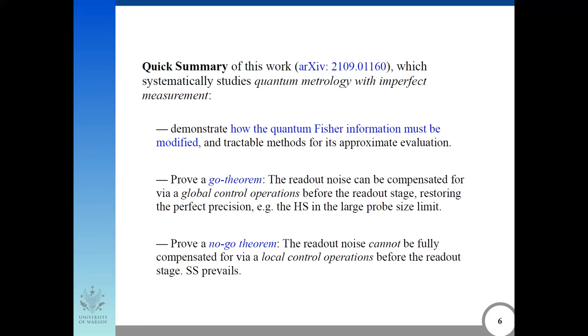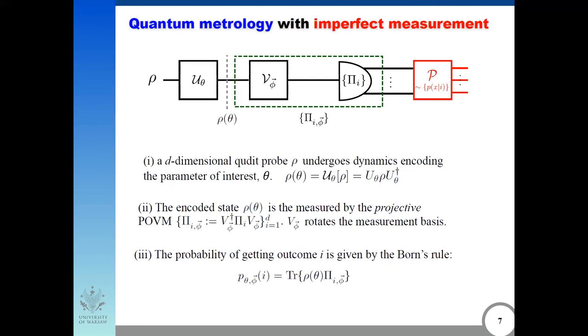Yeah. So let me set up the problem mathematically. In this business of metrology with imperfect measurement, the beginning part is the same as usual. We have a qubit probe living in a d-dimensional Hilbert space, rho, that we assume we can arbitrarily initialize. And then we feed it into the channel that encodes the parameter of interest. The state after the encoding is given by, for example, for a unitary encoding, just this unitary transformation. Our results need not be restricted to unitary, but let's just take it to be unitary for now. This encoded state now contains the theta dependence, and therefore we would like to retrieve it. And of course we do measurements.